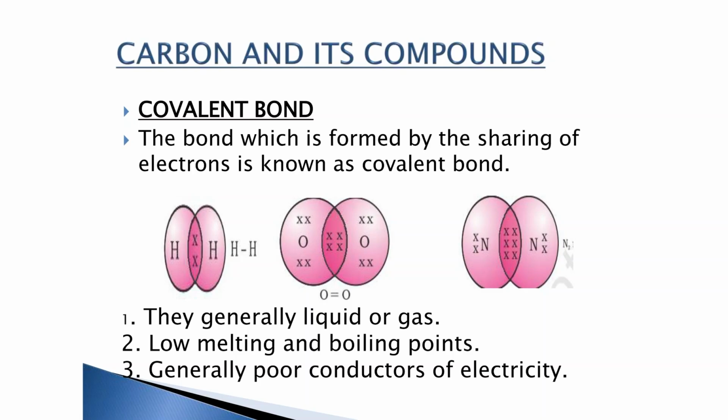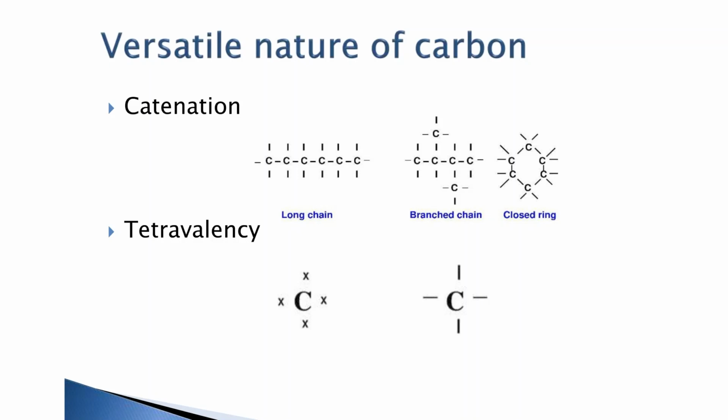Moving on to the last chapter, carbon and its compounds. Non-metals form covalent bonds by the sharing of electrons. The versatile nature of carbon. Carbon can form millions of compounds due to its versatile nature, due to the properties of catenation and tetravalency.